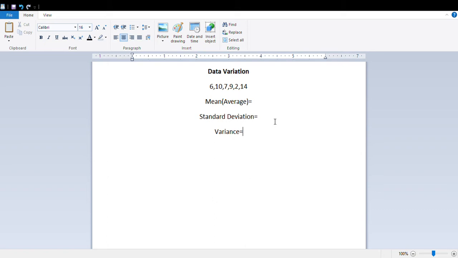So as you can see in the question, we have 6 different data points. And you should know how to solve the mean, right? You basically add up the numbers and then divide by the number of numbers. So let's do that. We have 6 plus 10 plus 7 plus 9 plus 2 plus 14. So 16, 23, 32, 34, 48. So you should have 48 in total. You guys feel free to take a moment to add those up in a calculator if you need to. 48 divided by 6 is equal to 8. So your mean should be 8, right?